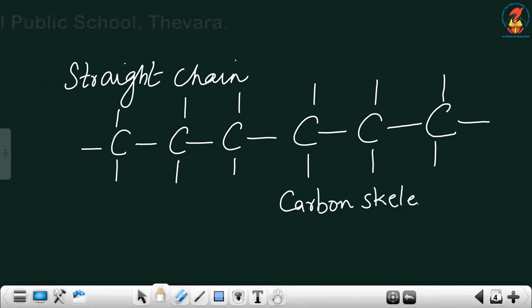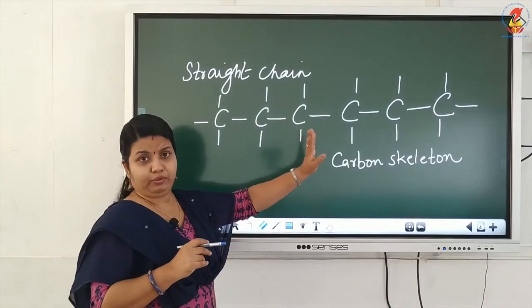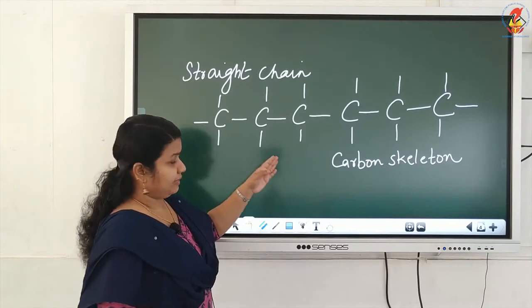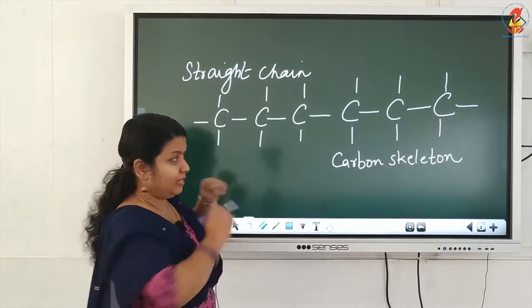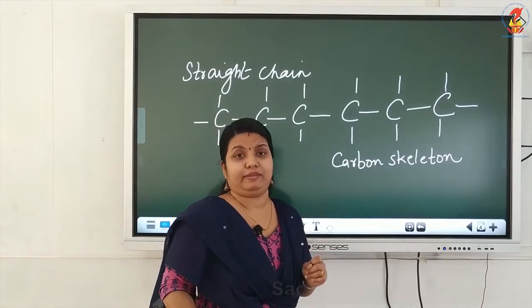This is a skeleton. This is actually not a compound. Only when you draw other elements here, it becomes a molecule. It's a compound. Now it is just a skeleton. So this is a carbon skeleton in straight chain. It is a straight chain, isn't it? It's a straight chain where we have 6 carbon atoms.